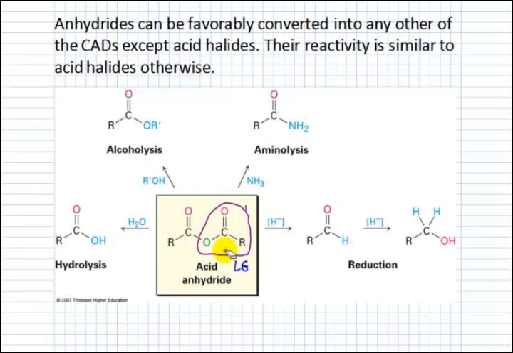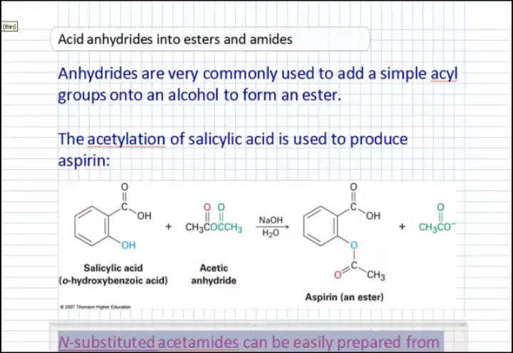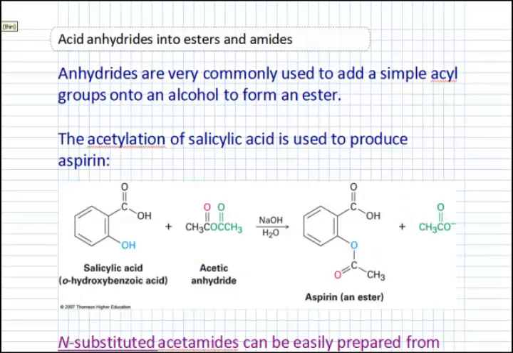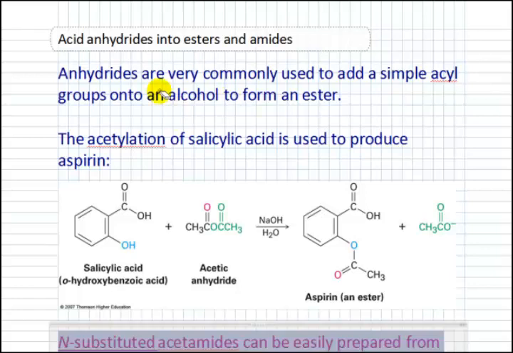So if we do water with an anhydride, we get a carboxylic acid. If we do an alcohol, we get an ester. An amine, we get an amide. By reduction, we can get an aldehyde or all the way to a primary alcohol. First, let's talk about anhydrides into esters. It's a very common usage to use an anhydride to add a simple acyl group onto an alcohol. Right, that makes an ester.